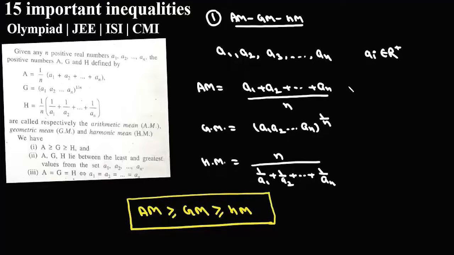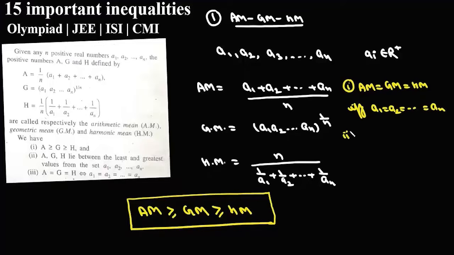Now here we have two cases. Case 1: we have this equality sign, AM is equal to GM and will be equal to HM if and only if all the numbers are the same. So this equality sign is only possible when all these numbers are the same.